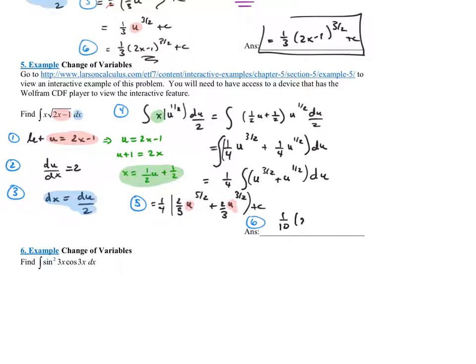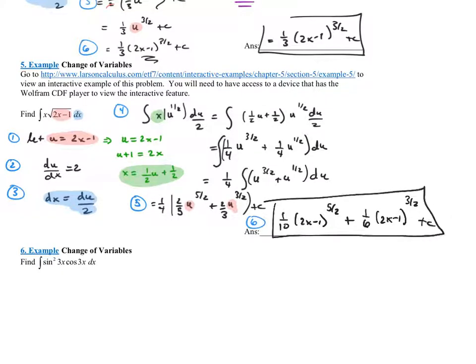And then u is (2x minus 1) raised to the 5/2 plus, and then I have to do 1/4 times 2/3. So 2 divided by 4 simplifies to a 1 and a 2. So 1/4 times 2/3 should be 1/6, if I did my math correct. And then again, u is (2x minus 1) raised to the 3/2. Of course, we need our plus c. Don't forget your plus c, or I do have to take off credit.